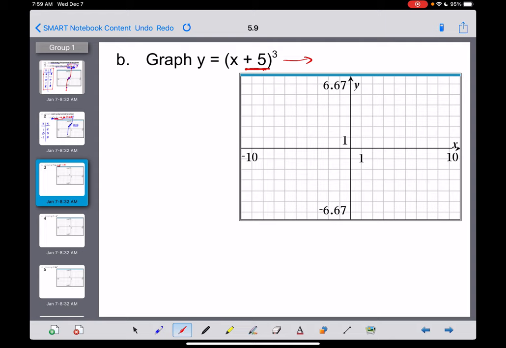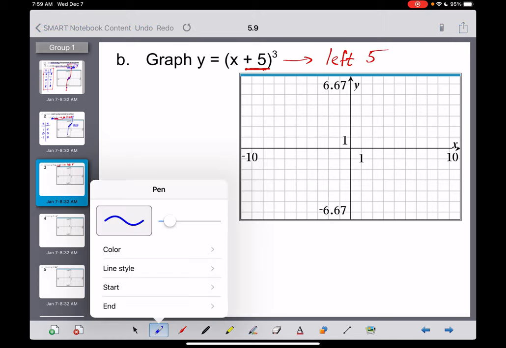This one is moving either left or right. And the tricky thing about horizontal shifts, at least to me, is that they're backwards from what would probably be considered intuitive. A plus 5 here actually means that we are moving left 5 units. So let's think again about our starting point, guys.